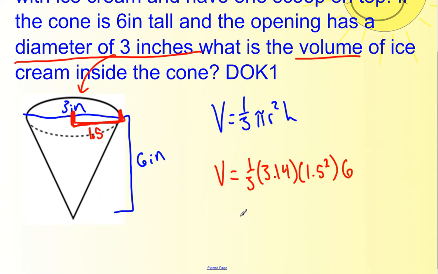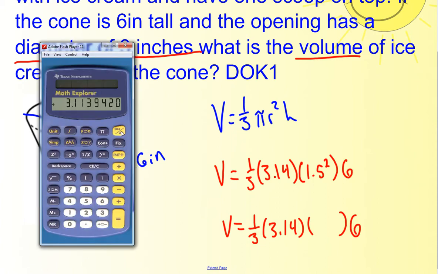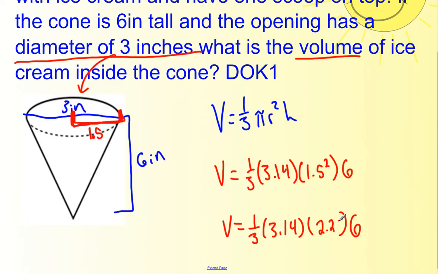Alright, step 3, solve. Well, this one's pretty easy. Now, it's ugly, but it's easy. You're just going to take this stuff, if you multiply it all together, that's going to give you your volume. So, order of operations. Exponents first. So 1/3 times 3.14 times whatever 1.5 squared is. Well, Mr. Calculator says 1.5 times 1.5 equals 2.25.